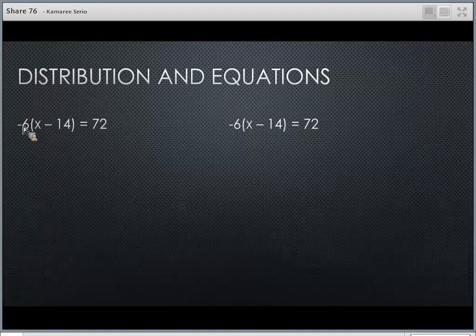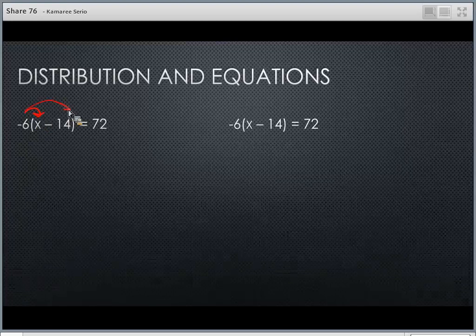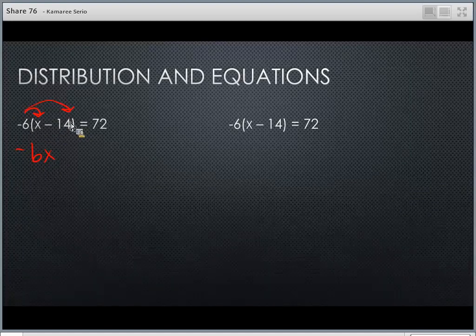Okay, so here, let's distribute originally. So taking this minus 6 times x and negative 6 times, remember this negative sign is attached to the 14, so it's negative 6 times negative 14.